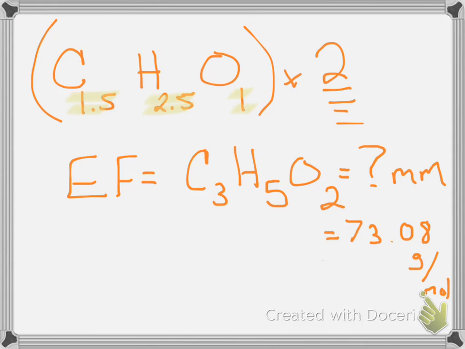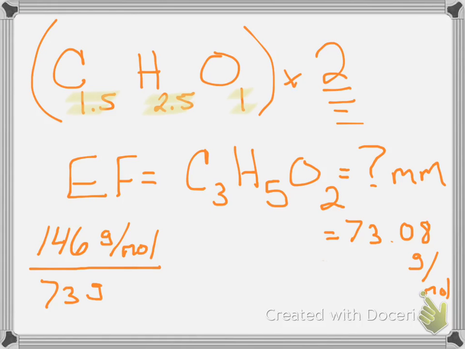All right? Now let's think. What was our total molar mass? Our molar mass was 146. Remember, that was the molar mass of the molecular formula. The molar mass of our empirical formula is 73. So my question is, how many 73s can I fit into 146? I bet you're all pretty good at math. It's going to be 2, right? It's going to be very close to 2.